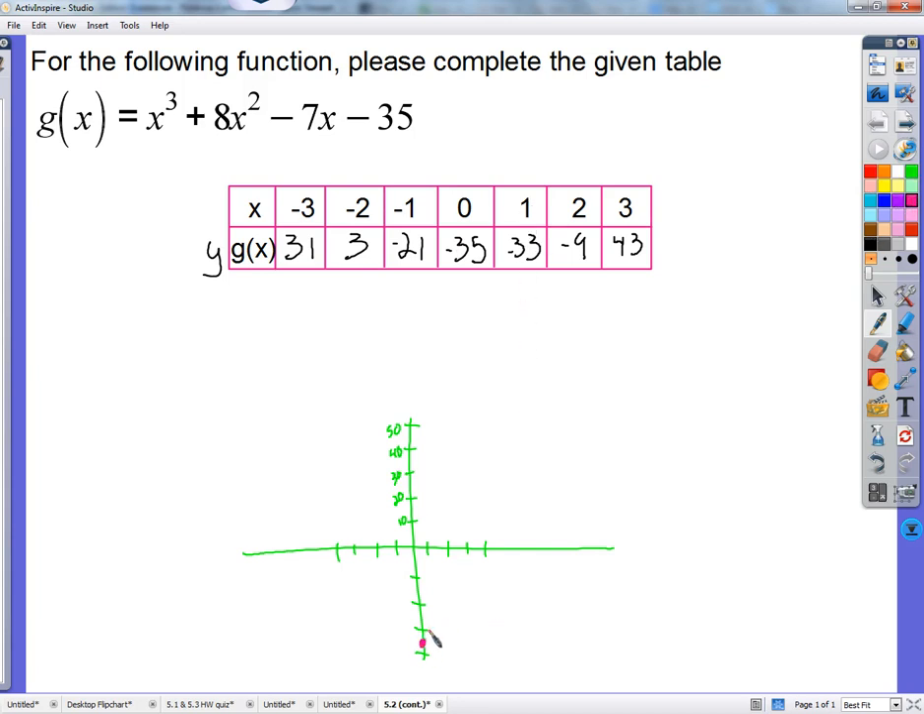1, negative 33. There's negative 33 right there. 2, negative 9. Almost negative 10. 3, 43. Right there. Negative 1, negative 21, negative 2, 3, and negative 3, 31.